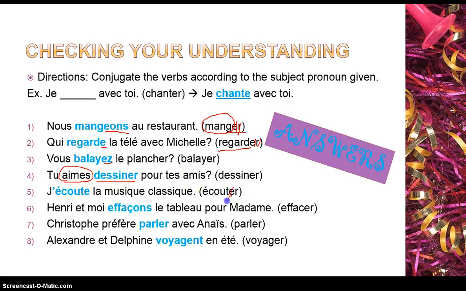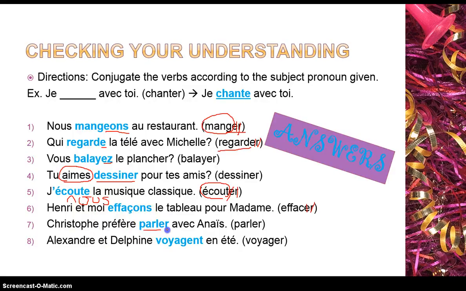Okay, écoutez. Drop your ER. Here's your stem. All we needed was the E ending. Henri et moi is the same thing as saying nous, we. All right. Drop your ER. Because it is the nous form, we have to add the cedilla to give it that soft S sound, effaçons.